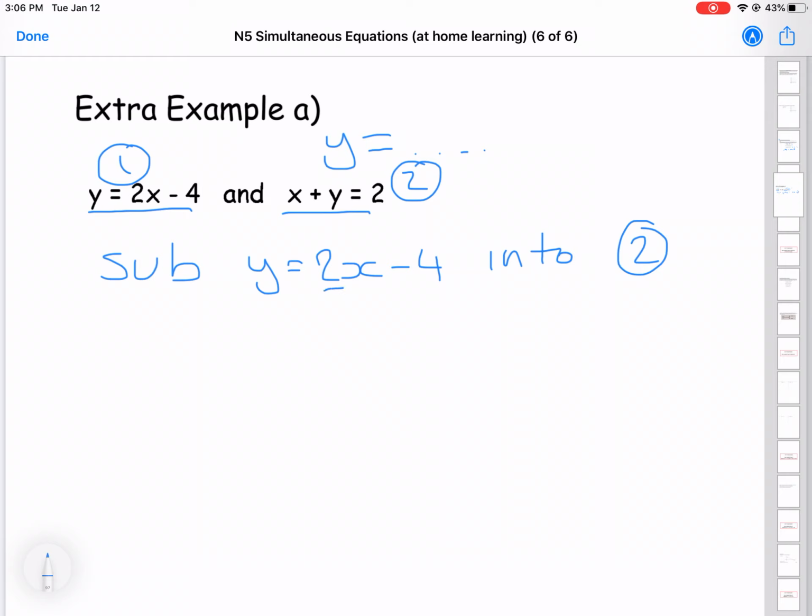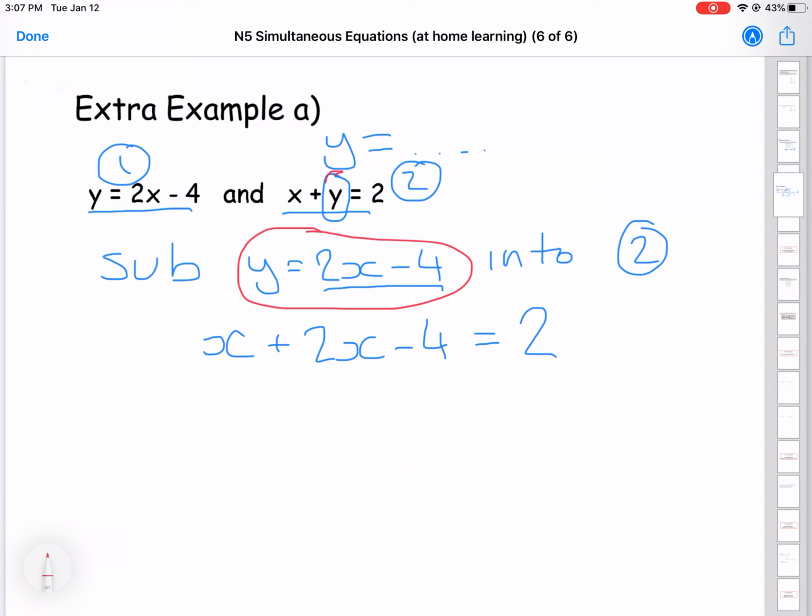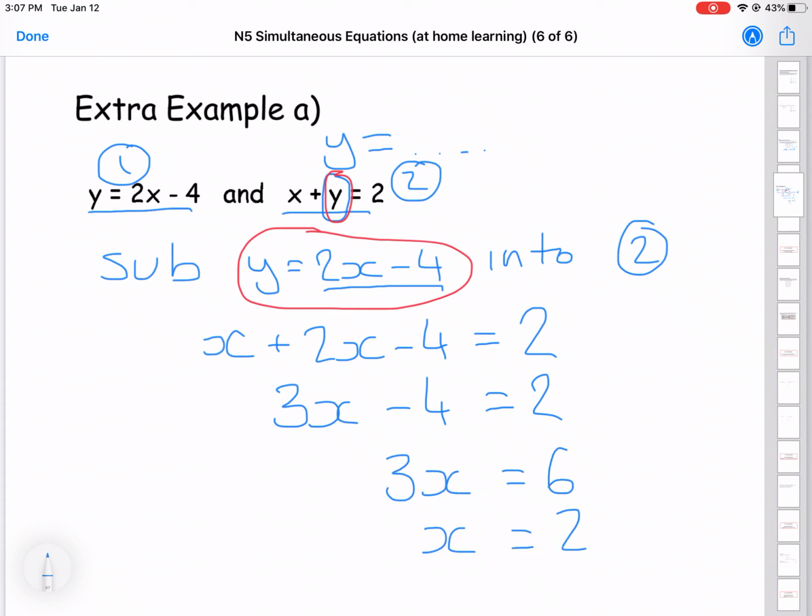So y is 2x minus 4. Well, here is that y. That then tells me that x plus 2x minus 4 equals 2, because all I've done here is take this thing and replace it into the y. So I've substituted that whole expression in place of the y in the second equation. That leaves me with 3x minus 4 equals 2. And we can solve this to get x, so 3x is 6, x is 2.